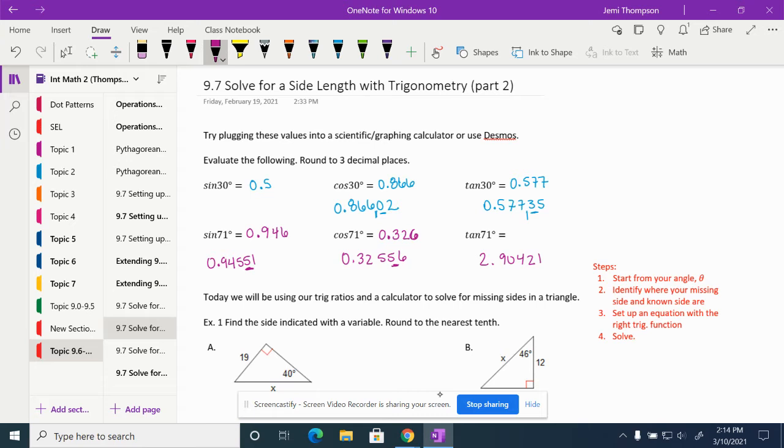The tangent of 71, 1, 2, 3, let's see. So I'm looking at the 4th decimal place. 2 is smaller than 5, so I'm just going to cut it off. 2.904.